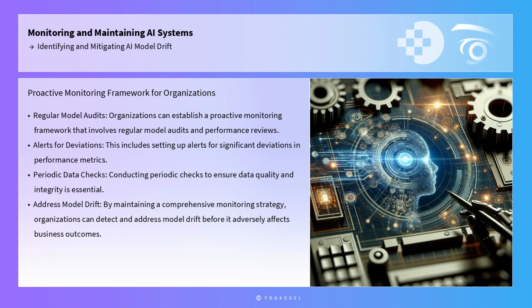In addition to automated tools, organizations can establish a proactive monitoring framework that involves regular model audits and performance reviews. This includes setting up alerts for significant deviations in performance metrics and conducting periodic checks to ensure data quality and integrity. By maintaining a comprehensive monitoring strategy, organizations can detect and address model drift before it adversely affects business outcomes.